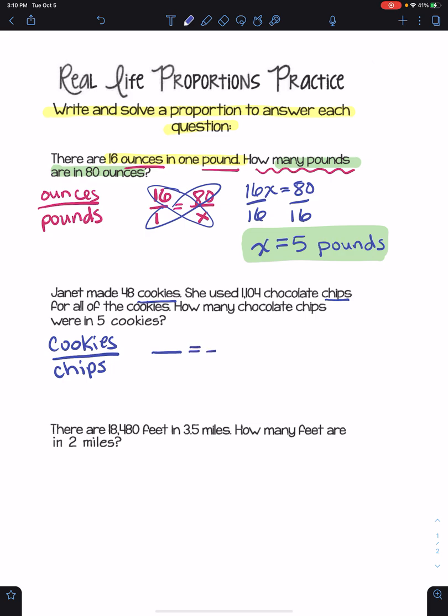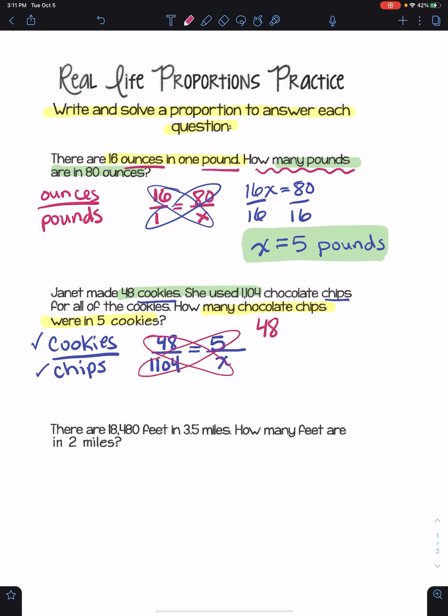I'm going to be setting up a proportion. In the first part of my problem, 48 cookies has 1,104 chocolate chips. So I'm going to do 48 cookies over 1,104 chips. In the second part of my problem, it says how many chocolate chips are in 5 cookies. So I know that the cookies goes in the numerator, so I'm going to put the 5 in the numerator where the cookies go. I do not know how many chips, so that will go in the denominator where I have assigned chips. So now I'm going to do some cross products to solve this proportion.